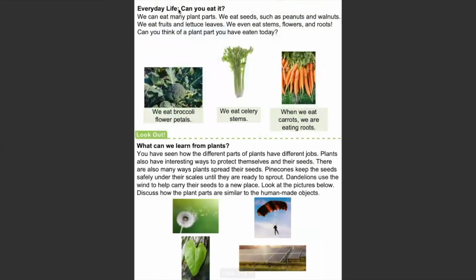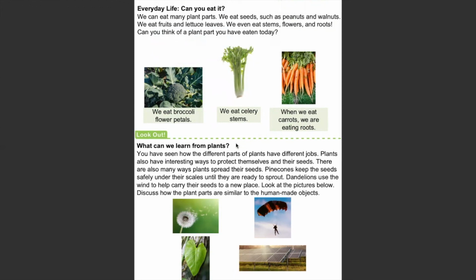Everyday life. Can you eat it? We can eat many plant parts. We eat seeds, such as peanuts and walnuts. We eat fruits and lettuce leaves. We even eat stems, flowers, and roots. Can you think of a plant part you have eaten today? We eat broccoli flower petals. We eat celery stems. When we eat carrots, we're eating roots.